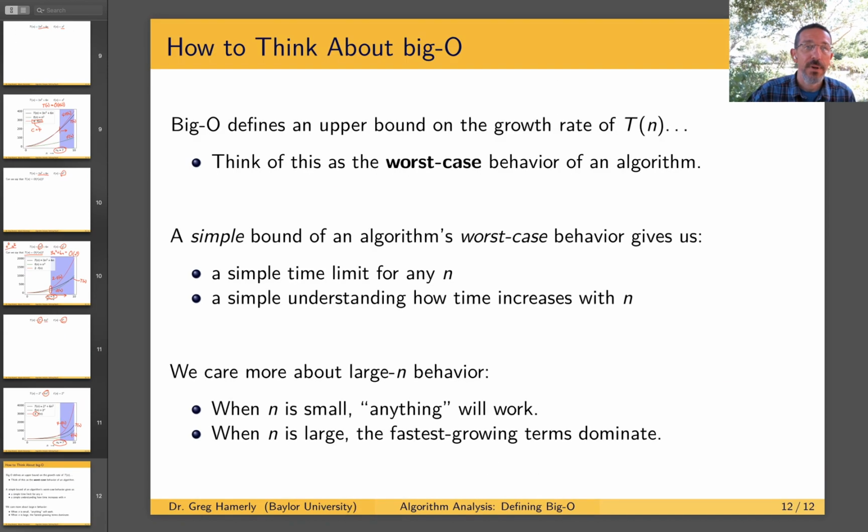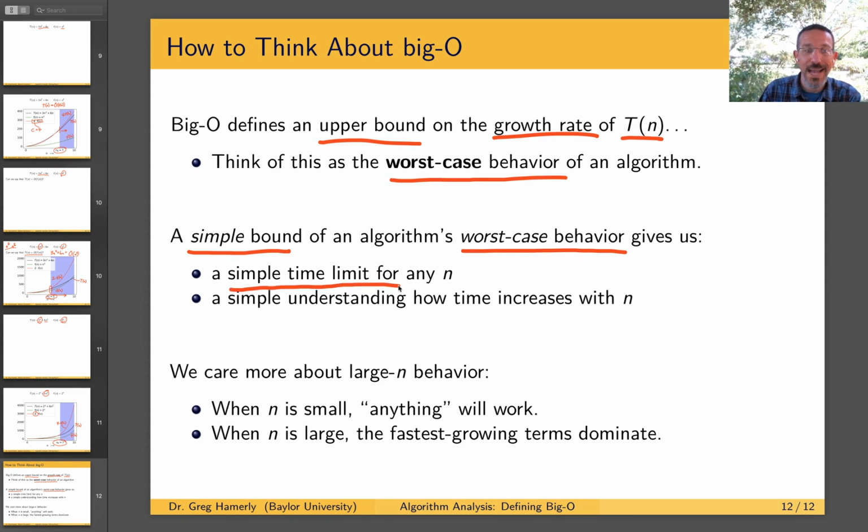Okay, so how to think about this in closing? Big O defines an upper bound on the growth rate of this function T of n, or any function that we're applying it to. And an upper bound, you can think of this as the worst case behavior of an algorithm. Sometimes algorithms operate quickly, sometimes they operate slowly. In the worst case, how slow is it? That's the idea. And what we're trying to do is come up with a simple bound of the worst case behavior of the algorithm, which tells us essentially a simple time limit for any n.